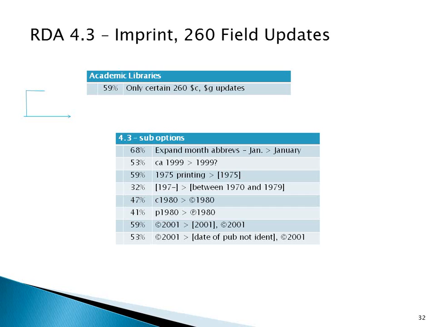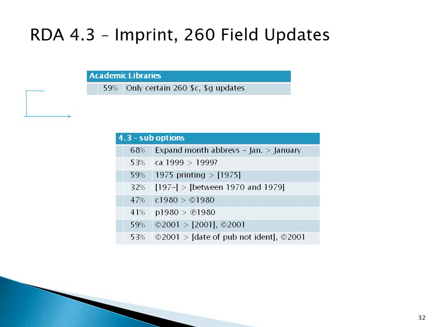So this particular option opens up a lot, with most of the changes actually occurring in the 260 subfield C as opposed to the subfield G as well. But academics are choosing to expand abbreviated months, but hesitating on changing the C to copyright, which I found quite interesting there. So only less than half want to make that change as far as the copyright symbol. Another important note is that 53% of academics are choosing to add that date of publication not identified in brackets for missing publication dates.